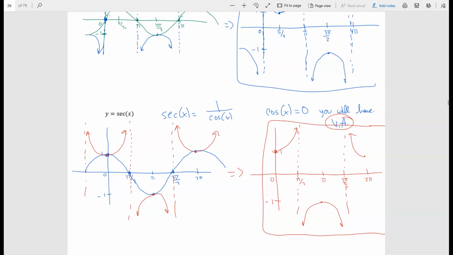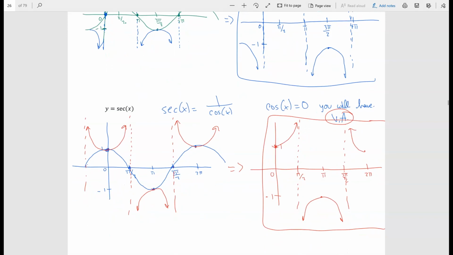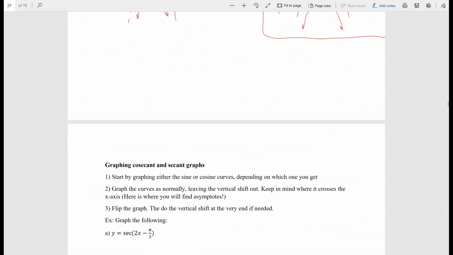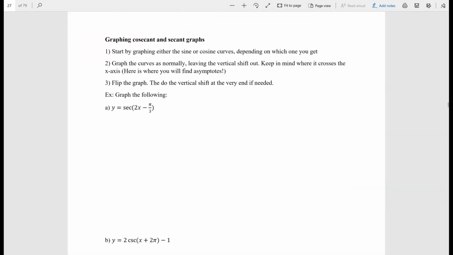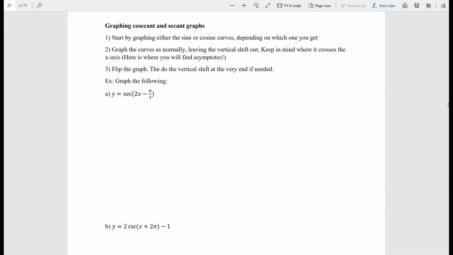Okay, so now that you know the cosecant and the secant, I'm going to give you a couple of directions on how to graph them. So here are the directions. We're going to start off by sketching either the sine or the cosine curve, depending on which one you get. So if you get secant, you're going to graph cosine. If you get cosecant, you're going to graph the sine.